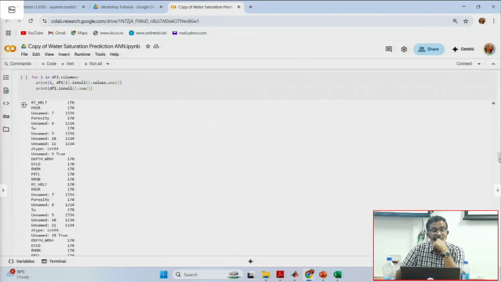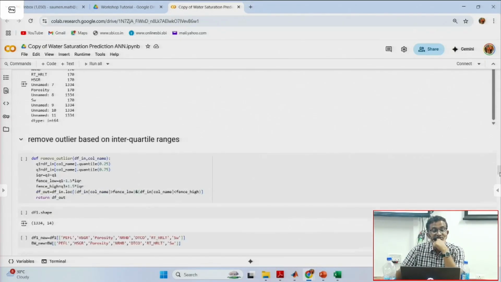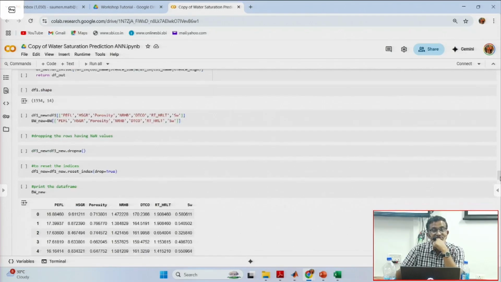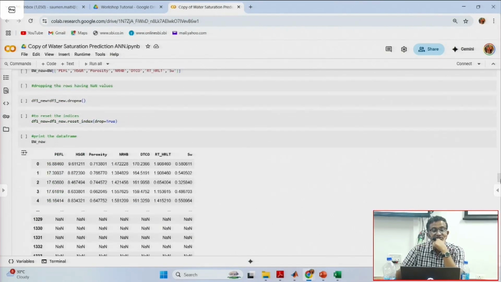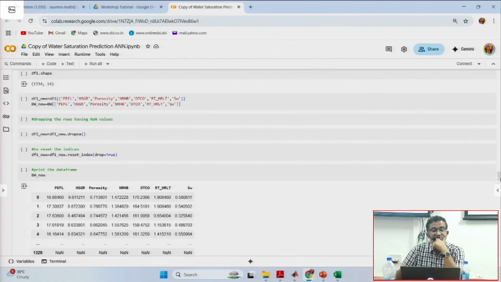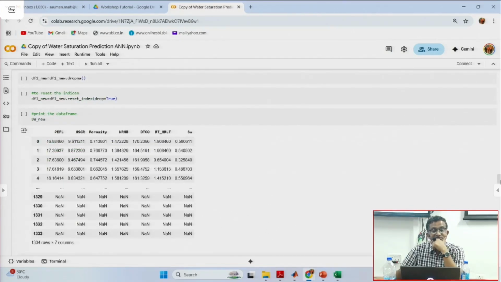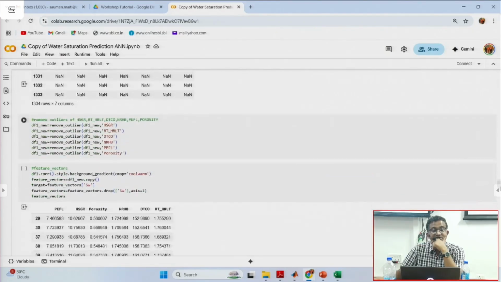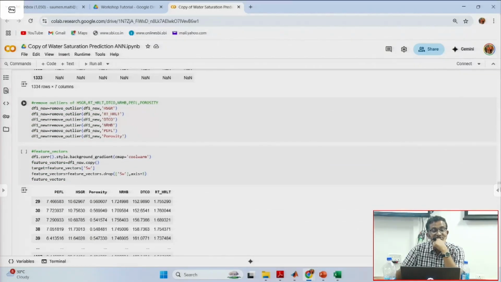Null values also you can check, remove the outliers, then prepare these data sets for your predictions. So it is your mapping from your logs to water saturation, let us say. By combinations of these also, you can find which combination best fits and gives you the best regression.